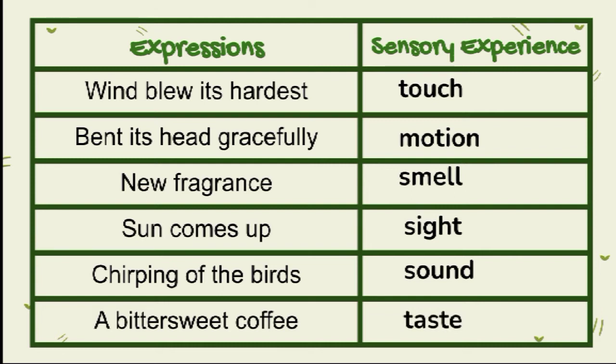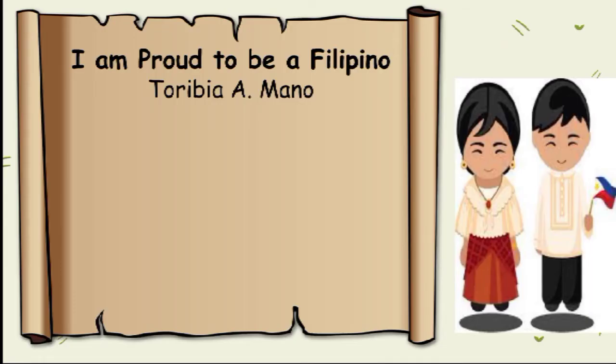Now let's try to read the poem and find out the reason why the author is proud to be a Filipino. And are you both proud for the same reason? Toribia A. Mano was born on April 16, 1920 in Zamboanga City, and comes from a family of dealers. Her rich experiences, which she effectively used in her literary works, were acquired through frequent inter-island and cross-country travels.